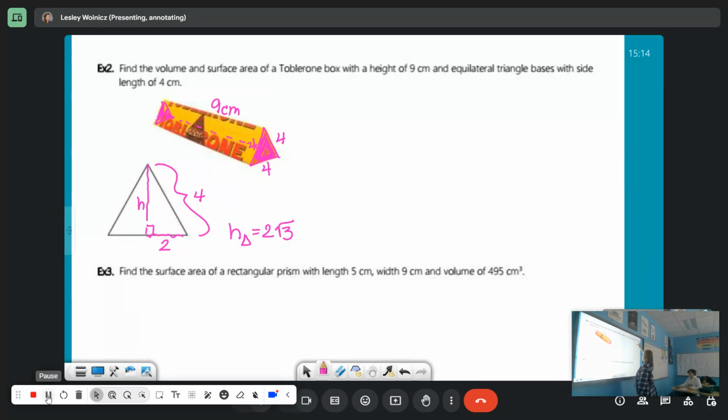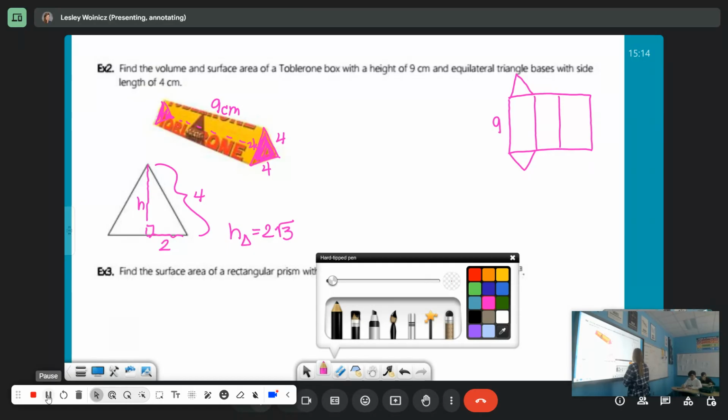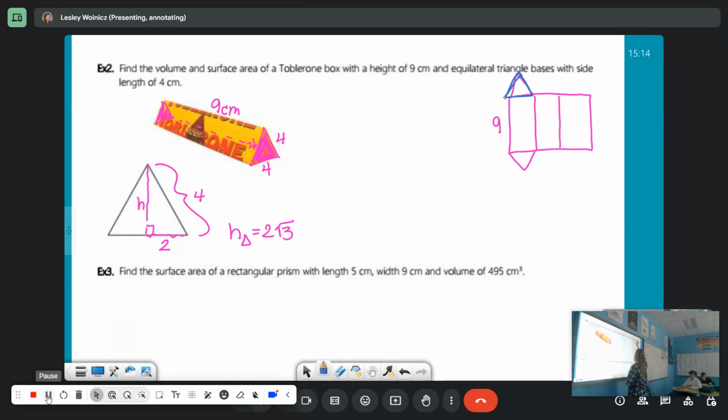Okay, so if you can imagine the net or the package, it should be 3 rectangular faces and then these 2 little equilateral triangular bases. So for our rectangle, we have the height of the prism, which is what? 9. And then we have the perimeter of our cute little equilateral triangle right here. So each of these is 4. Does everybody see that? So the whole thing is 12.